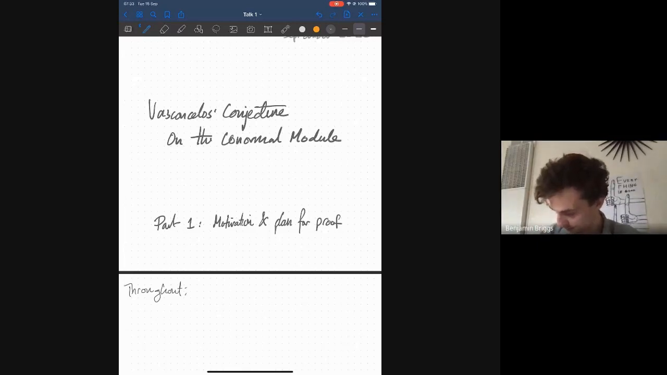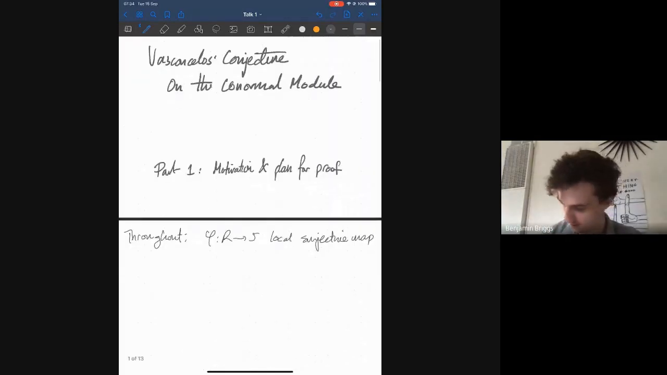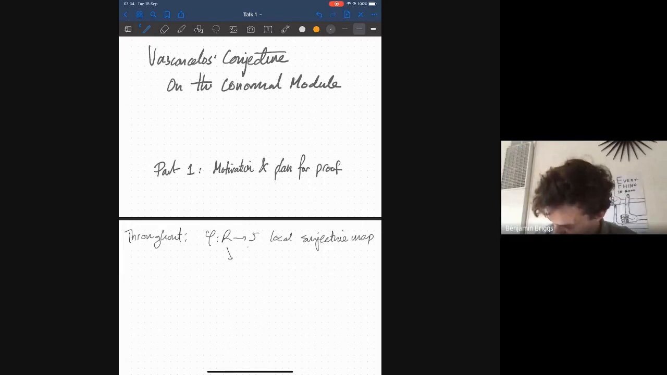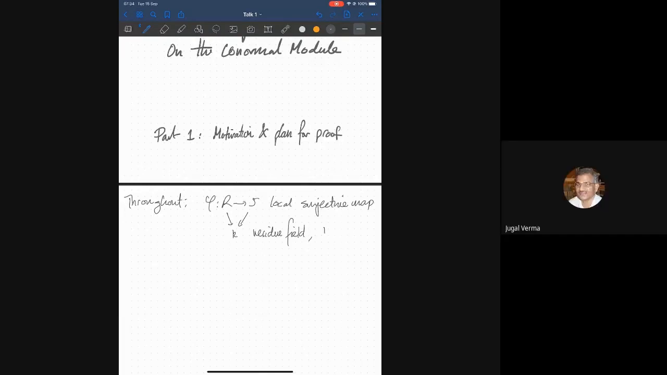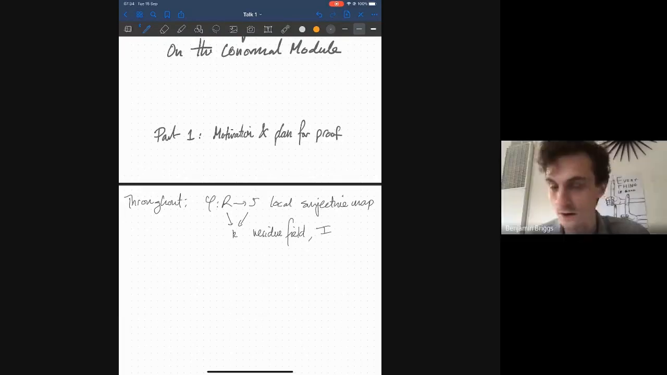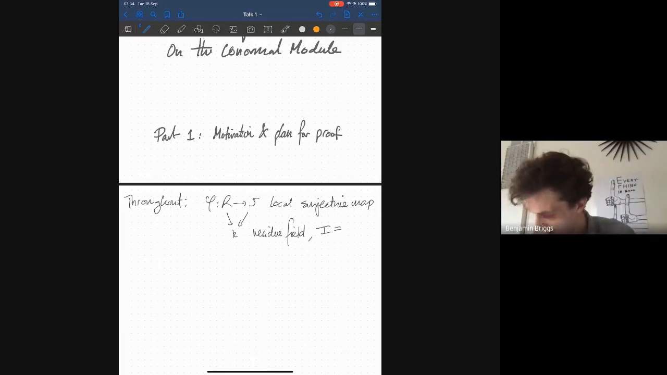Throughout, the setting is we have a surjective local homomorphism like this. And since it's surjective, there is one residue field, so I'll call that K. You should tell me if my handwriting is unreadable or if I'm mumbling. You could write a little bigger. Okay, yeah, I will write larger then. And also throughout, the kernel of this map is going to be called I.